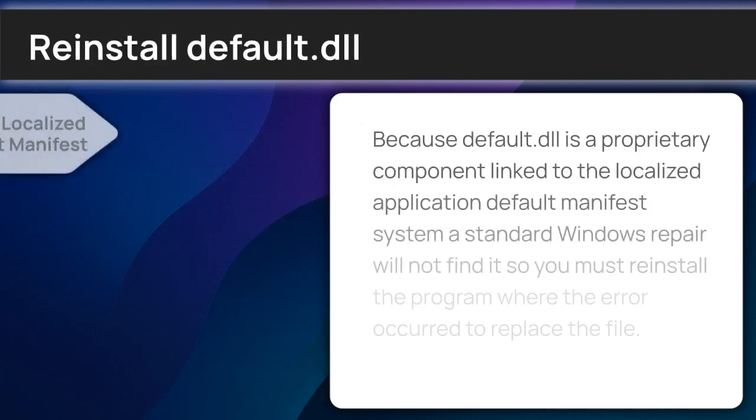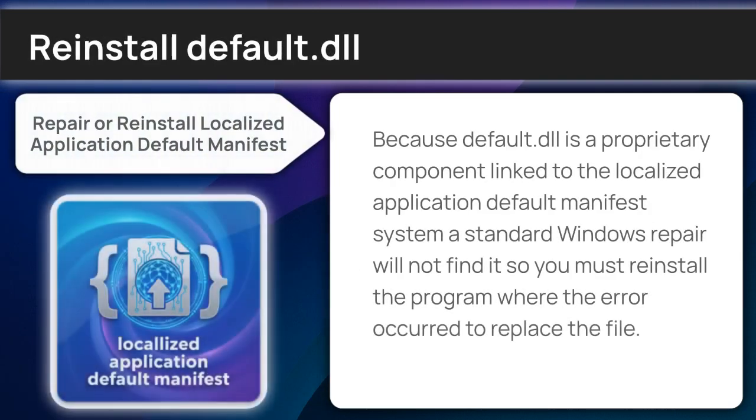Because Default Library DLL is a proprietary component linked to the Localized Application Default Manifest system, a standard Windows repair will not find it, so you must reinstall the program where the error occurred to replace the file.